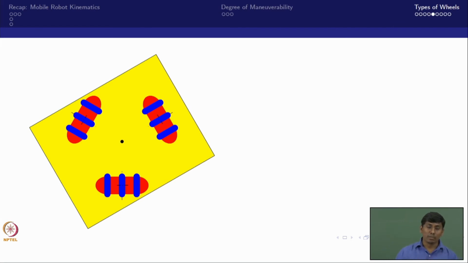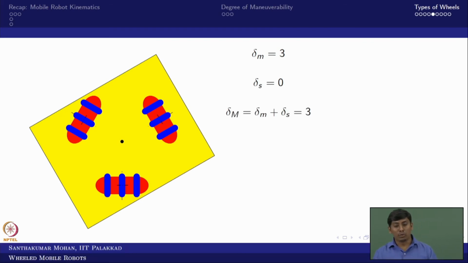So I will take a simple omnidirectional wheel robot. You can see there are 3 omnidirectional wheels. There is no steering here, and the passive rollers allow sliding, but there is no power. So this is very similar to a fixed wheel. This provides one mobility, and this is another, and this is another. So the degree of mobility is 3 and the degree of steerability is 0, and obviously the degree of maneuverability is again 3 plus 0, which is 3.